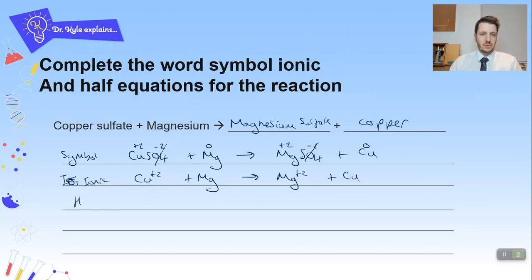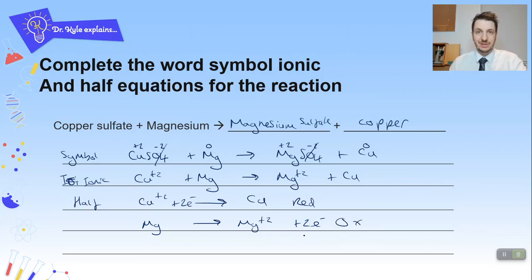And your half equations are going to be Cu +2 goes to Cu. So what do you have to do to that? You have to add 2 electrons to get rid of that. And so it's gaining 2 electrons, so therefore it is reduced. And your magnesium goes to magnesium +2 plus 2 electrons. The magnesium has lost 2 electrons, so it has been oxidized. Really well done if you followed that through.